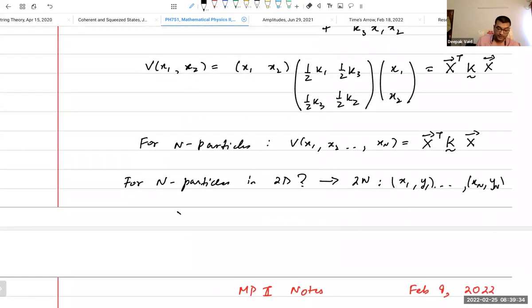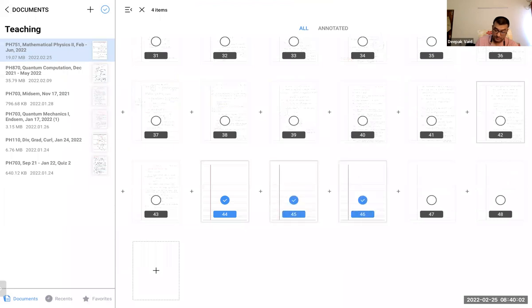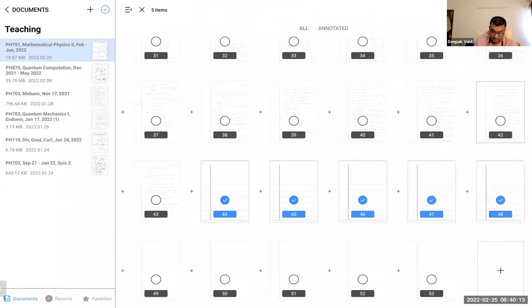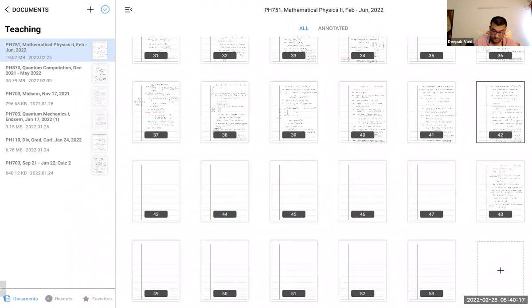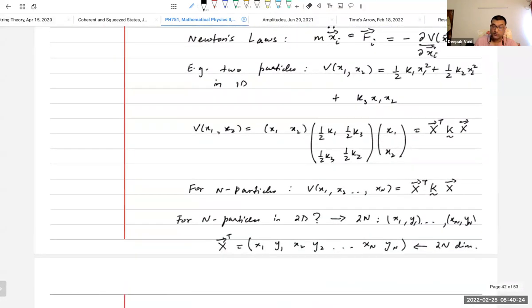But what we can do is we can again make a single vector. I'll write it as a transpose just to save space. And I can write all the position components as elements of this vector. And so this becomes a 2n dimensional vector. And let me make some more space.